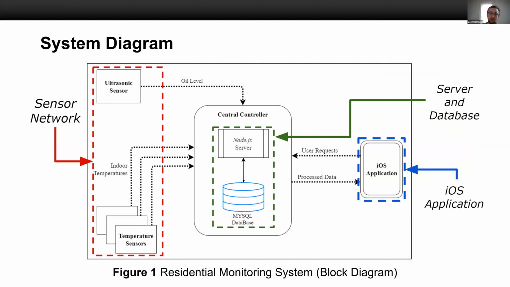This is just an overview. It's a pretty detailed block diagram of the system that my group and I designed. And so on the left, you'll see the sensor network, which is what we showed in the previous picture, but instead it's shown in block form. You'll also see the iOS application, and you'll also see the server and the database. These are all pretty integral components in the smart system.